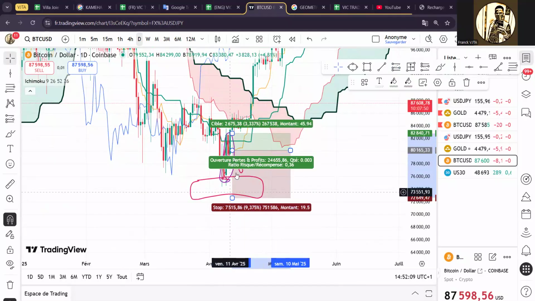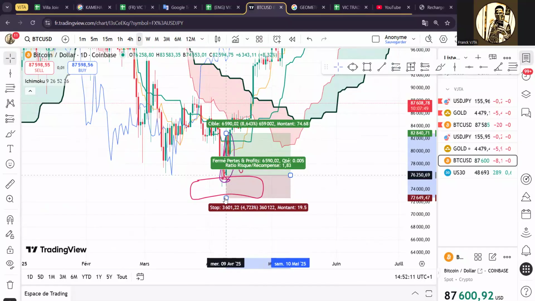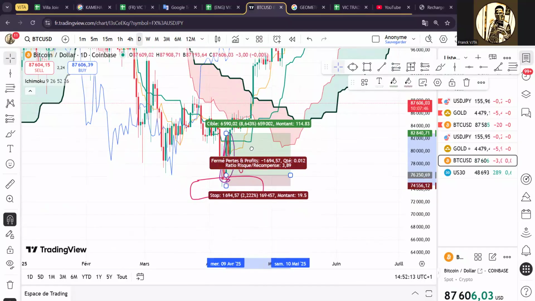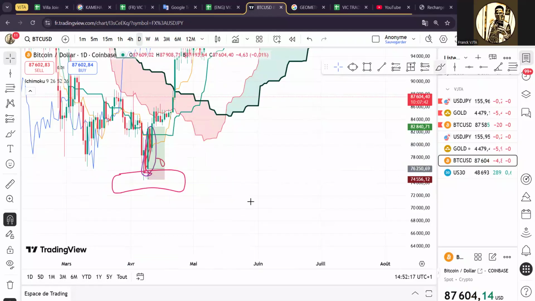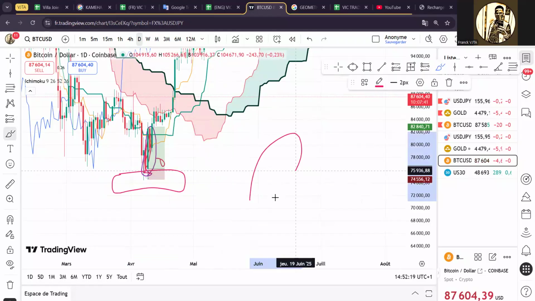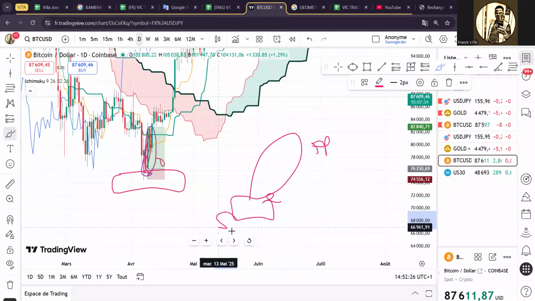You already know it with the Vjta Ishimoku cycle. The Vjta Ishimoku cycle gives you the money before the money appears. Like this, it gives you this move, the entry and the take profit. This is the money that you can make. It doesn't just give you the stop loss.